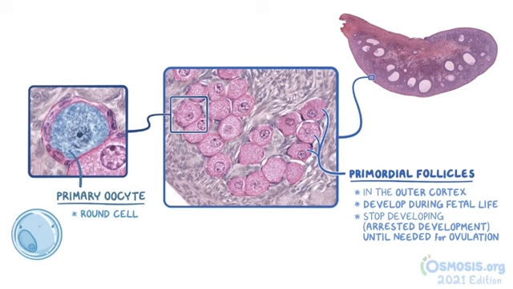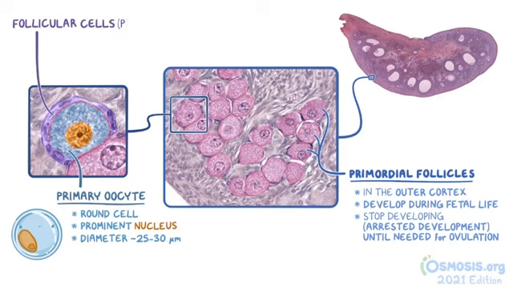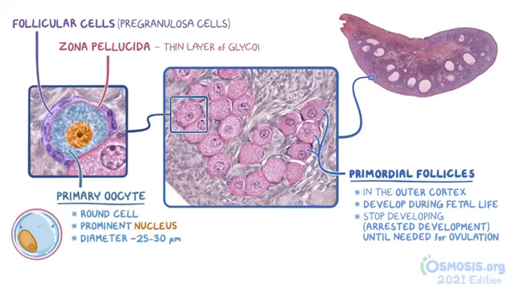The primary oocytes have a prominent nucleus and a diameter that's about 25 to 30 micrometers. The outermost layer of the primordial follicles is a single layer of flattened follicular cells, which are pregranulosa cells. The zona pellucida is a very thin, pink or eosinophilic layer of glycoproteins that sits between the primary oocyte and the outer follicular cells.